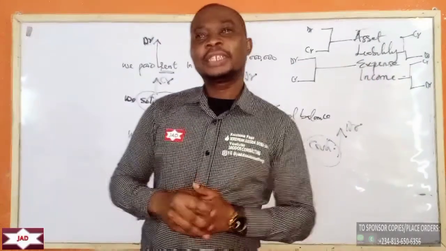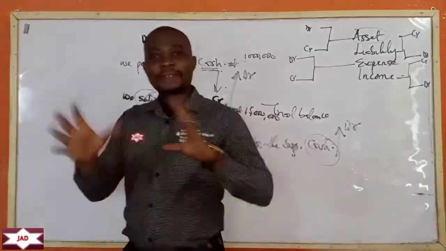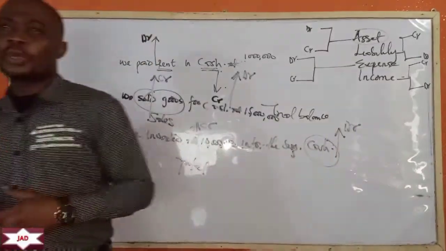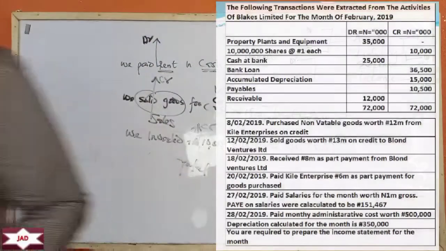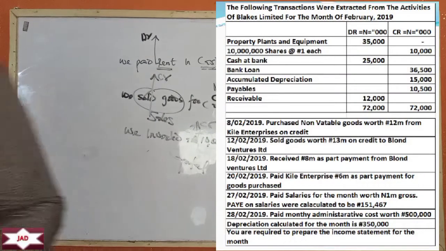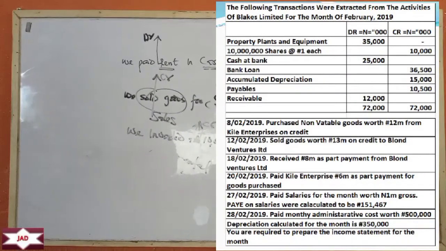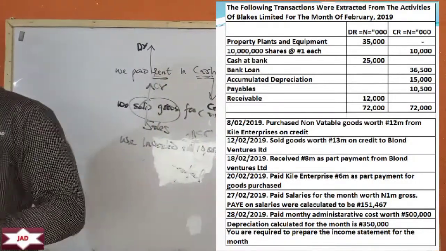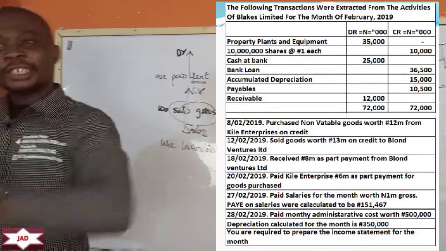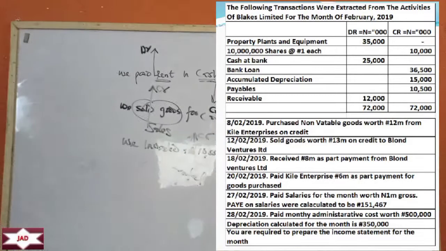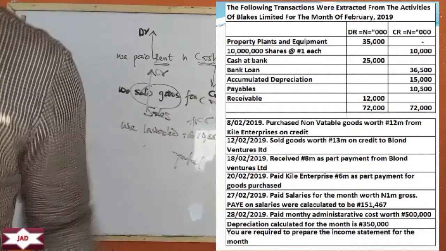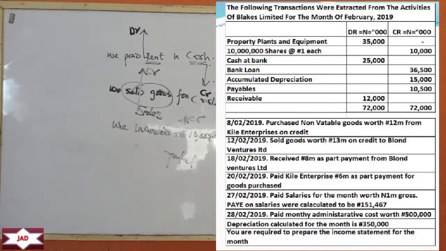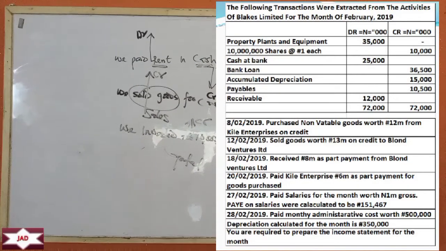Okay, so let's quickly take this question so we can have an idea of what we're talking about. It's a quick one. The following transactions were extracted from the activities of Blake's Limited for the month of February 2019. So that means the business is an ongoing business. So of course they've been reporting up to this moment. So now they are trying to tell us to also capture activities and then prepare a report.